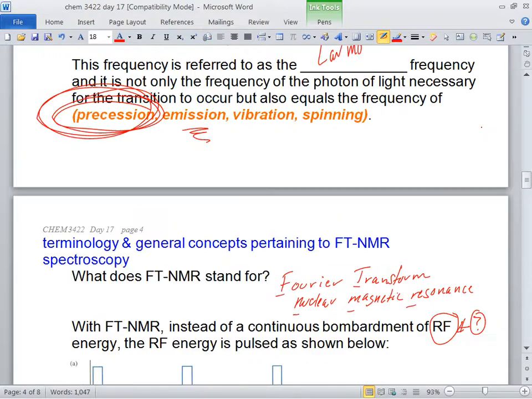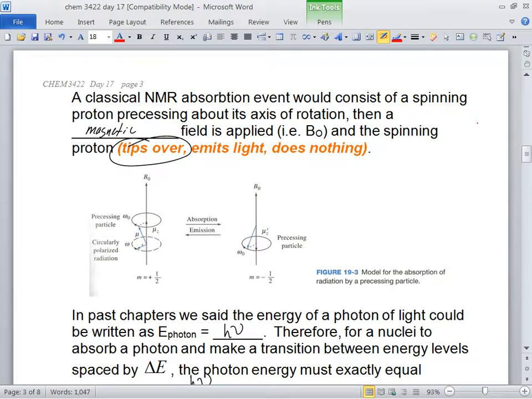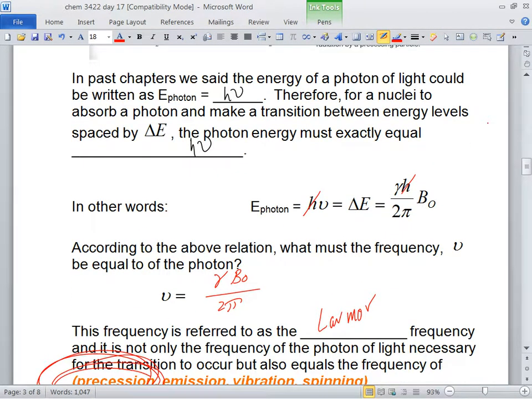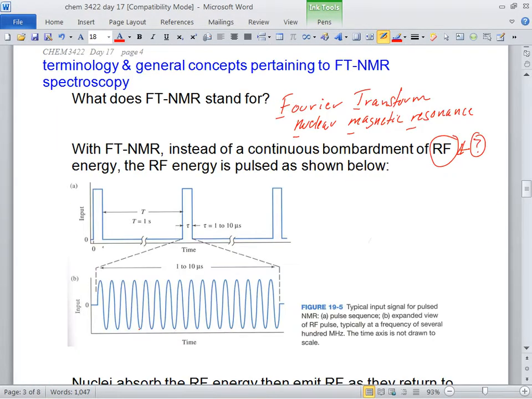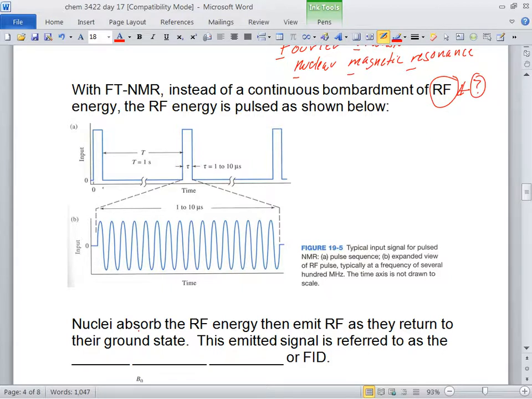So instead of a continuous bombardment of this radio frequency, remember what we're talking about? We have to shine light on it to get it to flip over. We said it's this frequency, and this is the RF right here, the radio frequency. The RF energy is pulsed. It looks like there's about 10 microseconds between pulses, and actually inside that pulse is a sinusoidal wave.